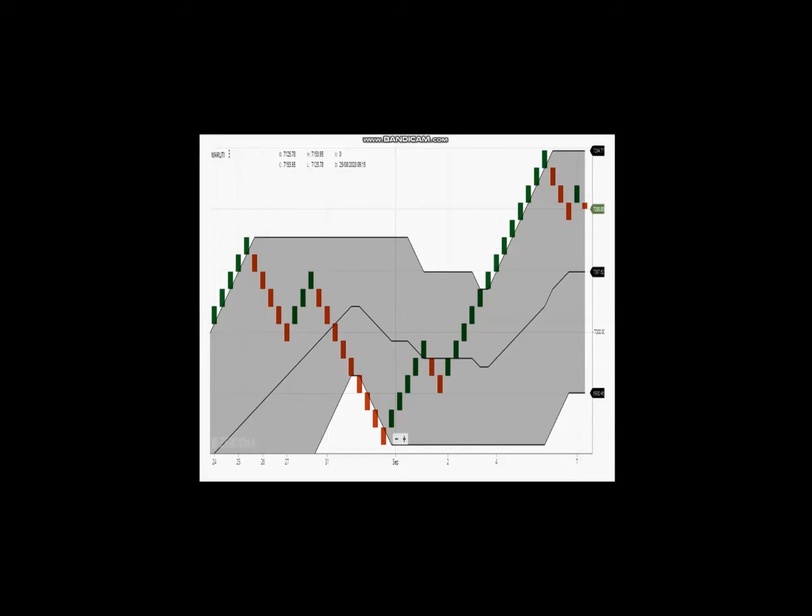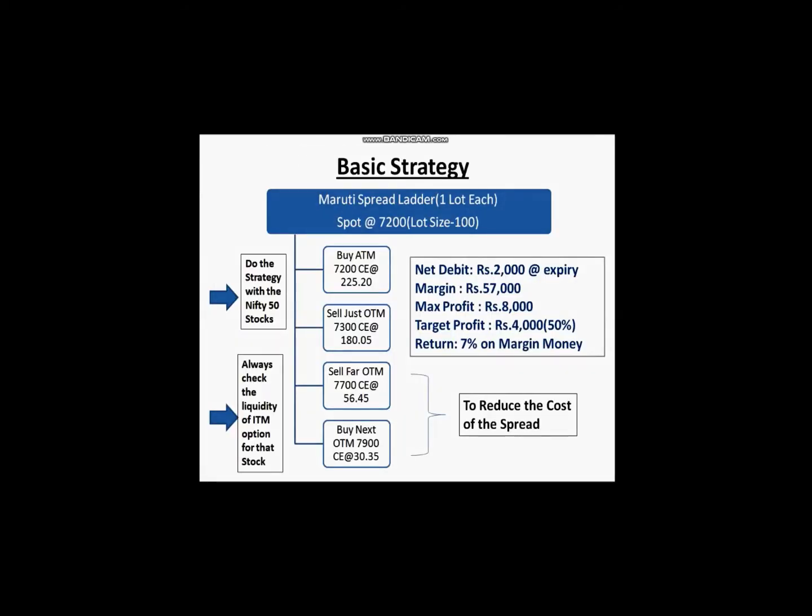Now step number 3: which strategy you need to execute. You can execute any of the selling strategies based on your risk appetite and the strategy you are comfortable with. But for the sake of simplicity, keeping in mind that many beginners are going to see this video, I am going to demonstrate a simple strategy which can clear so many doubts for beginners. It's not rocket science, just a simple strategy.